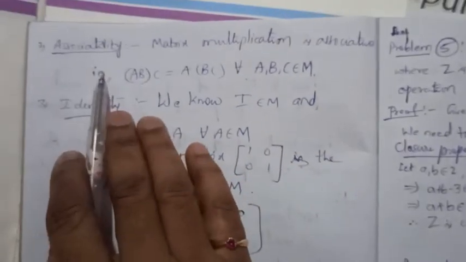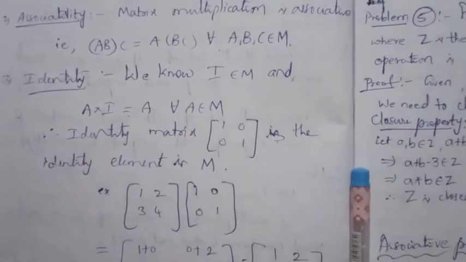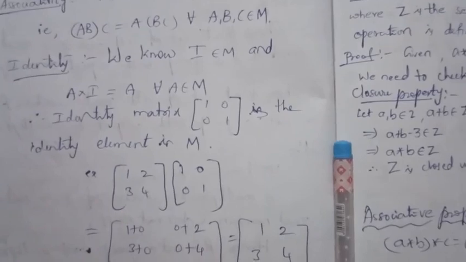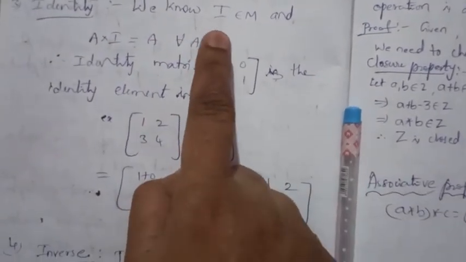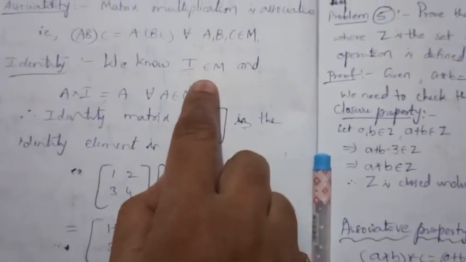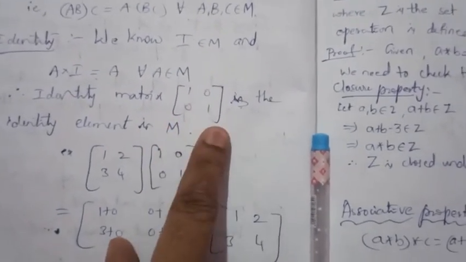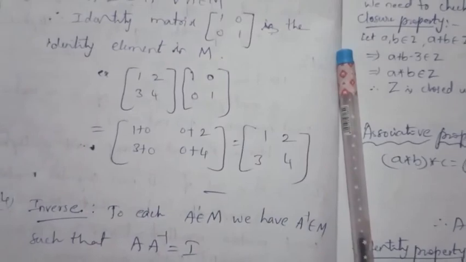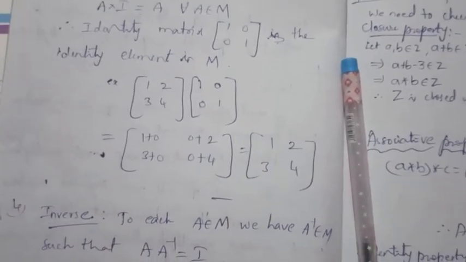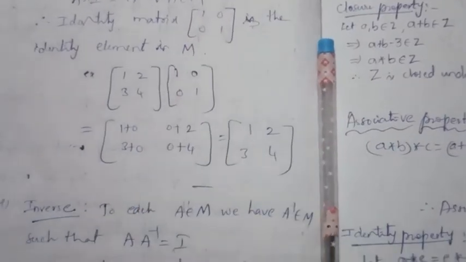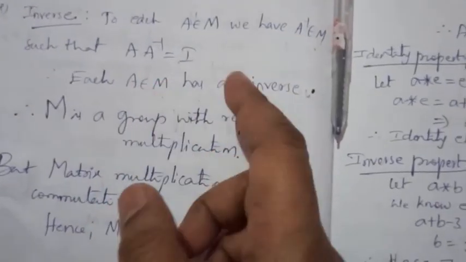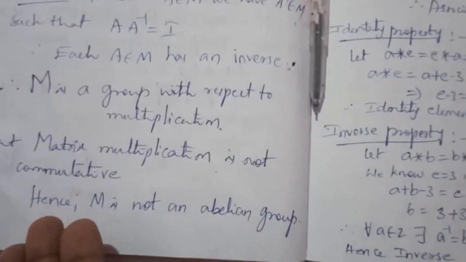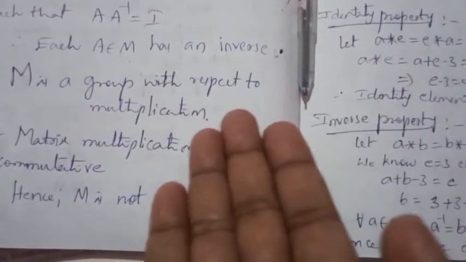And next one is the associative property. Product of any three matrices holds the property of associativity. Next one is identity. We know that I belongs to M. I means identity matrix, [[1,0],[0,1]] is the identity matrix. I think you are already familiar with all these things. If we take that identity matrix, it is the identity element in that particular matrix set. And next one is the inverse property. If we take A into A inverse is equal to I, we already know about these things. So we can write like this. Then we can say that matrix multiplication is a group.